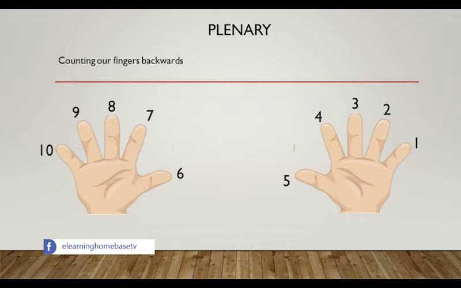So we start counting from 10, 9, 8, 7, 6. On the next one, 5, 4, 3, 2, and 1. That is skip counting backwards.